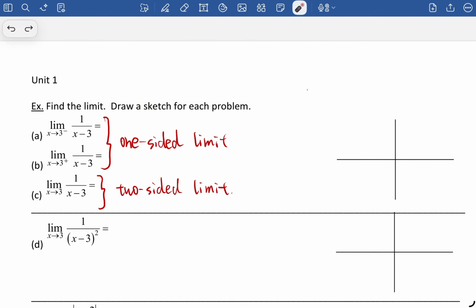Let's continue where we were last class. So last class we talked about the definition of a limit and also different algebraic techniques of solving a limit. But in this class, the first thing we're going to talk about is a thing called one-sided limit.